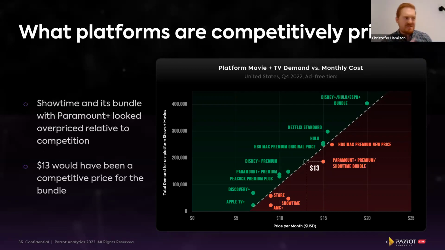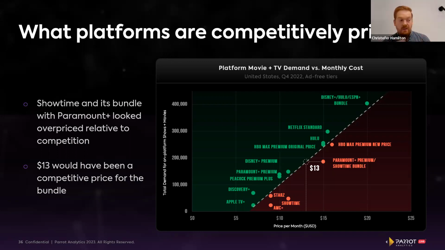Now, I think the most interesting story in this chart is about Paramount Plus, Showtime, and their bundled option. If you look at Showtime specifically, in the bottom left, highlighted in red, we can really get a sense of how this streaming service was overpriced relative to competition. Compared to the amount of in-demand shows and movies it had to offer subscribers, it was overpriced.